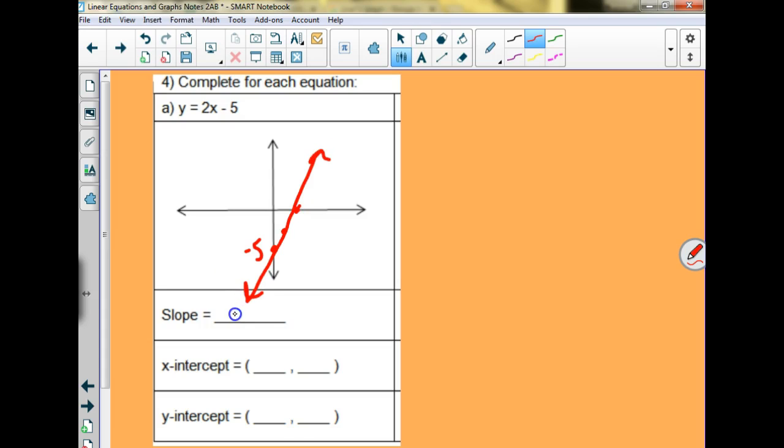What was the slope? 2, or 2 over 1. I don't care if you write 2 over 1. It's fine. Which intercept is easier to find? Which one did we already graph? The y-intercept. And what is the ordered pair for the y-intercept? 0, -5. Guys, just remember it this way. The y-intercept is when x equals 0. The x-intercept is when y equals 0. Okay? So how are we going to find the x-intercept?